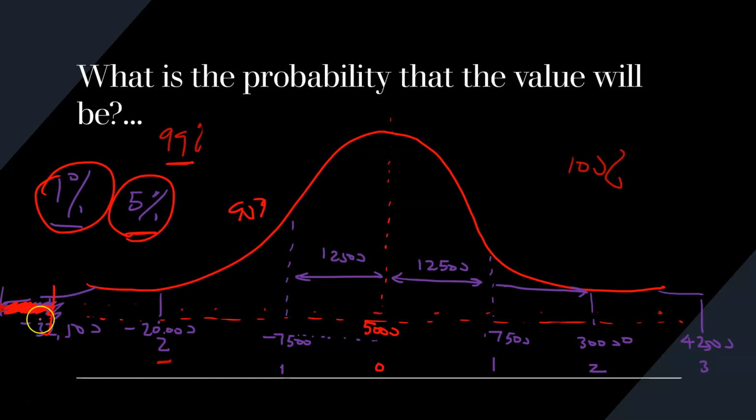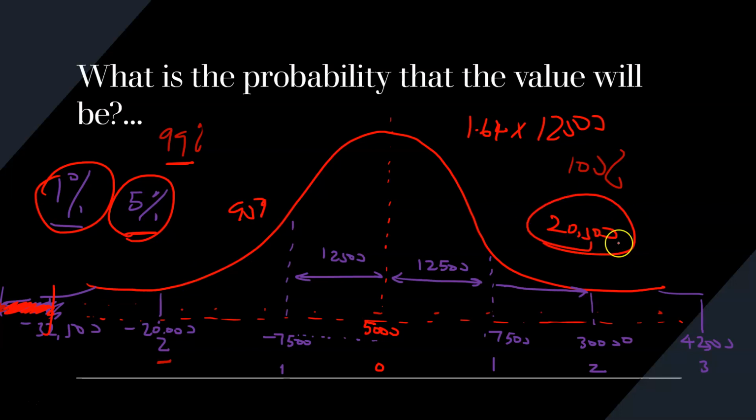So you can say there's a 5% chance you're going to be less than this, or a 95% chance you'll be greater than this. It doesn't really matter. So let me find the deviation. 1.64 times 12,500 takes you to 20,500. So you have a deviation, a fall of 20,500.